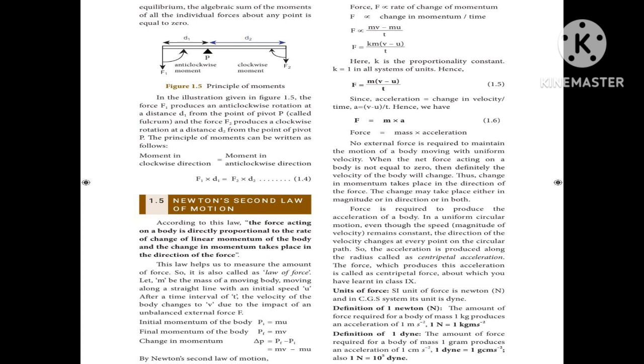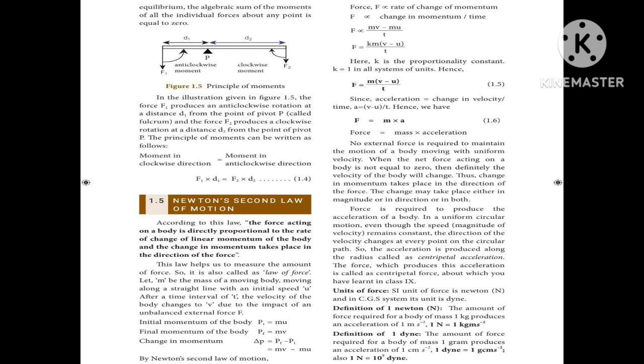Newton's second law of motion. According to this law, the force acting on a body is directly proportional to the rate of change of linear momentum of the body, and the change in momentum takes place in the direction of the force. This law helps us to measure the amount of force. So, it is also called the law of force.